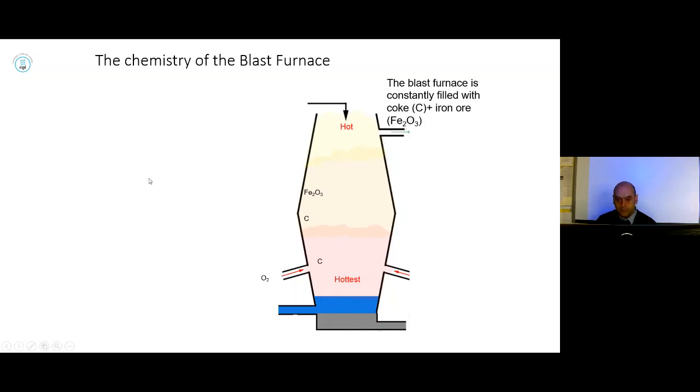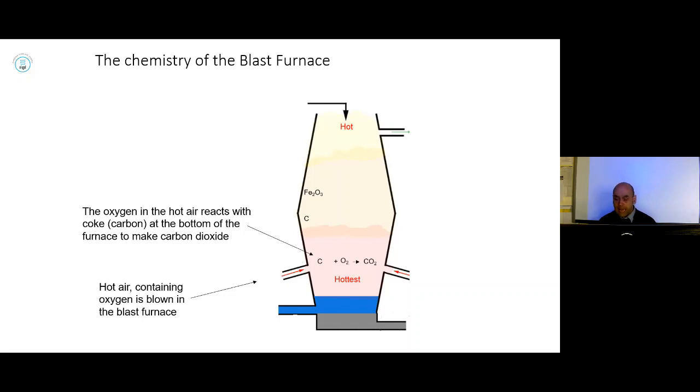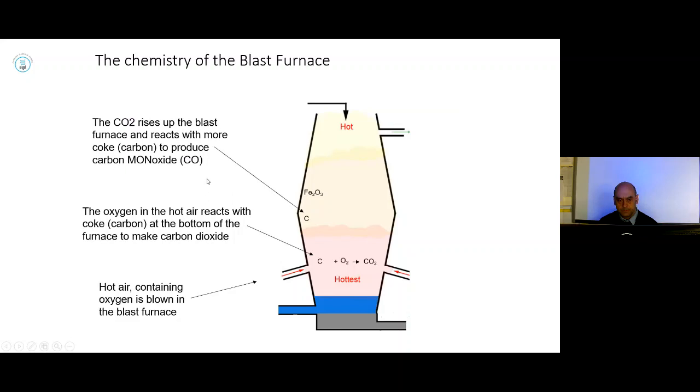So the first thing that happens is the hot air is blown in, and this reacts with the carbon and it forms carbon dioxide gas and lots and lots of heat. Now, being a hot gas, the carbon dioxide rises up the furnace and it reacts with more carbon to form carbon monoxide. Now, I'm just going to stop there for a second, and I'm going to ask you to think about this step as a redox process. What's being oxidized and what's being reduced?